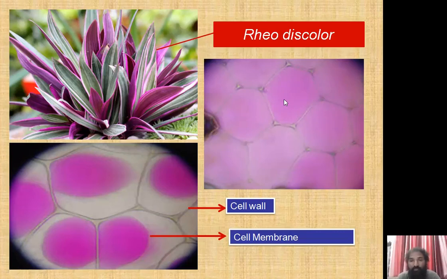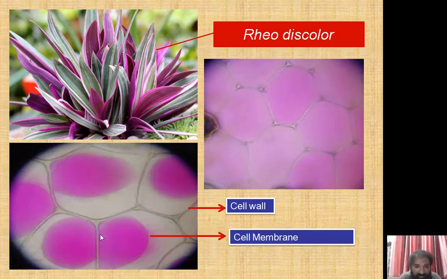After that, what do you do? We add one or two drops of the salt solution to it. When we add the salt solution, whatever water is present in the cytoplasm comes outside. So the cytoplasm loses water. When the cytoplasm loses water, the plasma membrane and cytoplasm shrink, and the plasma membrane is separated from the cell wall.